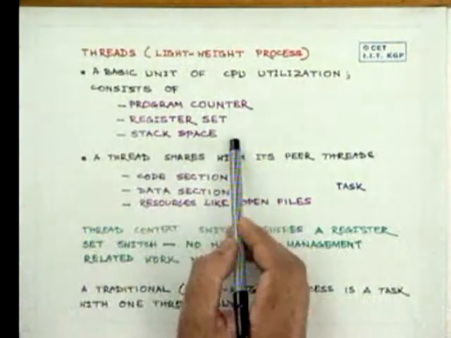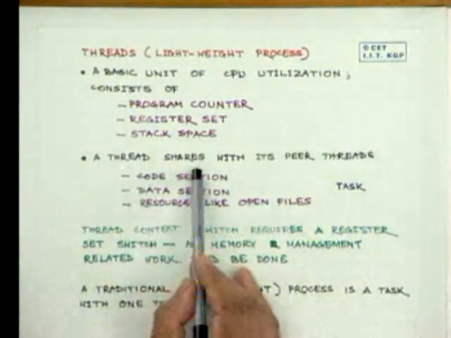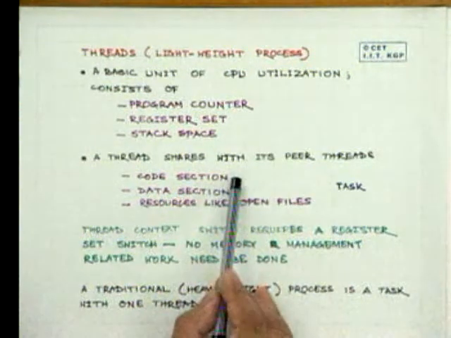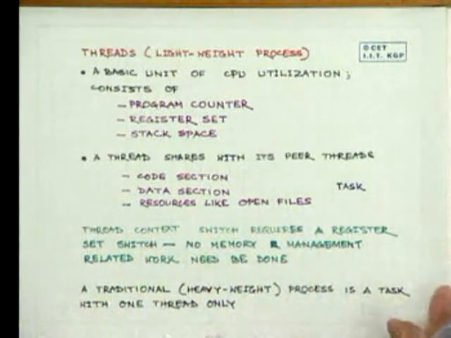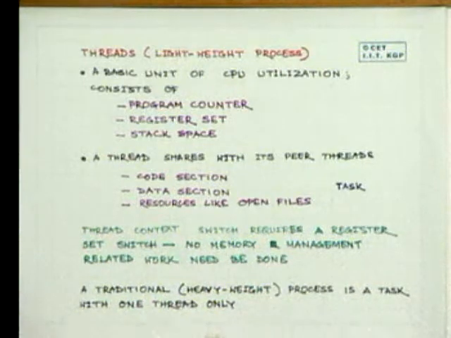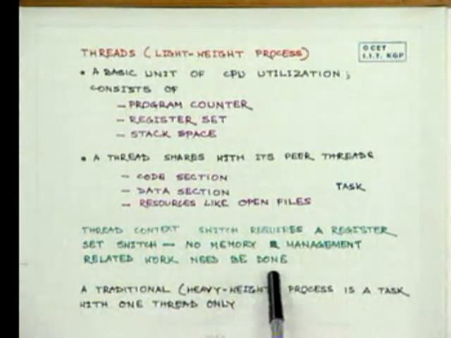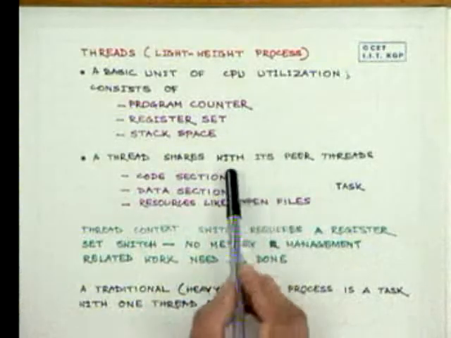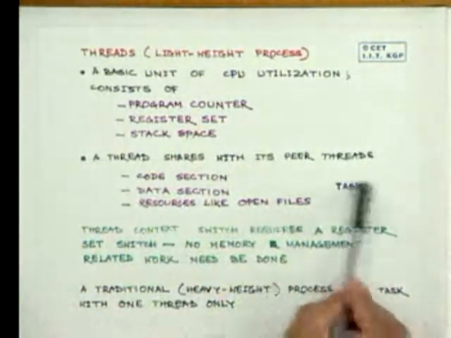I mean, I should say nothing else is involved in the thread. The thread shares with its peer threads its code section, its data section, and resources like open files. The thread context switch therefore requires only a register set switch. No memory management switching is needed, no memory management related task is needed. Let us say this entire thing, the code section, data section, and resources like open files, we generally call a task.